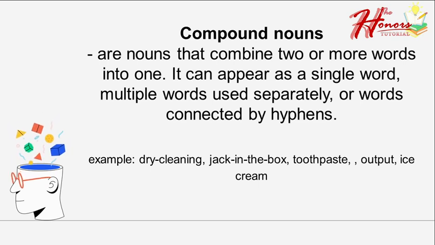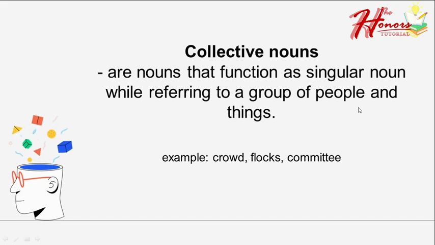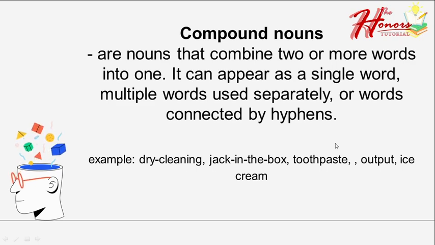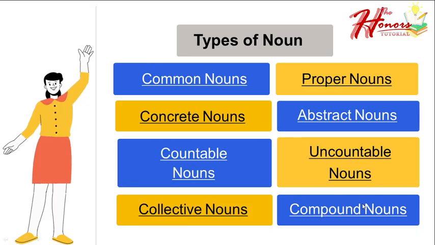So again, when we say collective noun, it counts as a singular noun, but it refers to a group of people or things. When we say compound noun, it is a combination of two or more words, and it can appear as single words, multiple words used separately, or words joined with hyphens. Is it clear? Do you now understand the different types of noun?